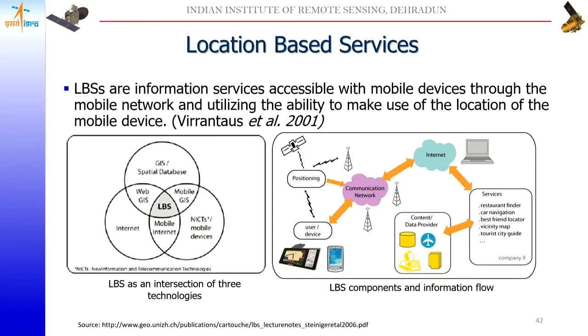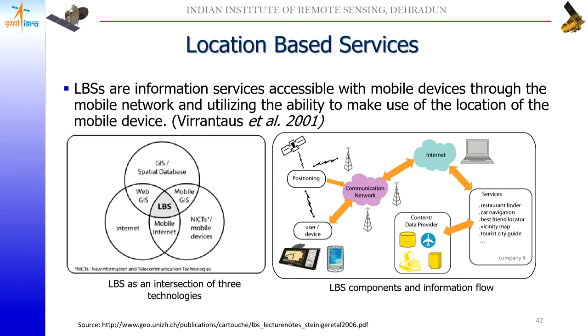As I said, one more variation of this mobile-based GIS solution is called location-based services, which, if you see, is an integration of web GIS, mobile GIS, as well as the mobile internet. Since we have access to positioning and GPS devices on our smartphone, we can find out, for example, the nearest ATM, the nearest restaurant, and so on.